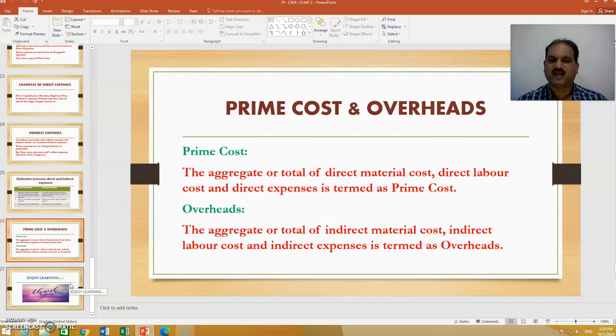I hope you have got the idea of elements of cost. In next lecture, we shall be seeing at the prime cost and the overheads.